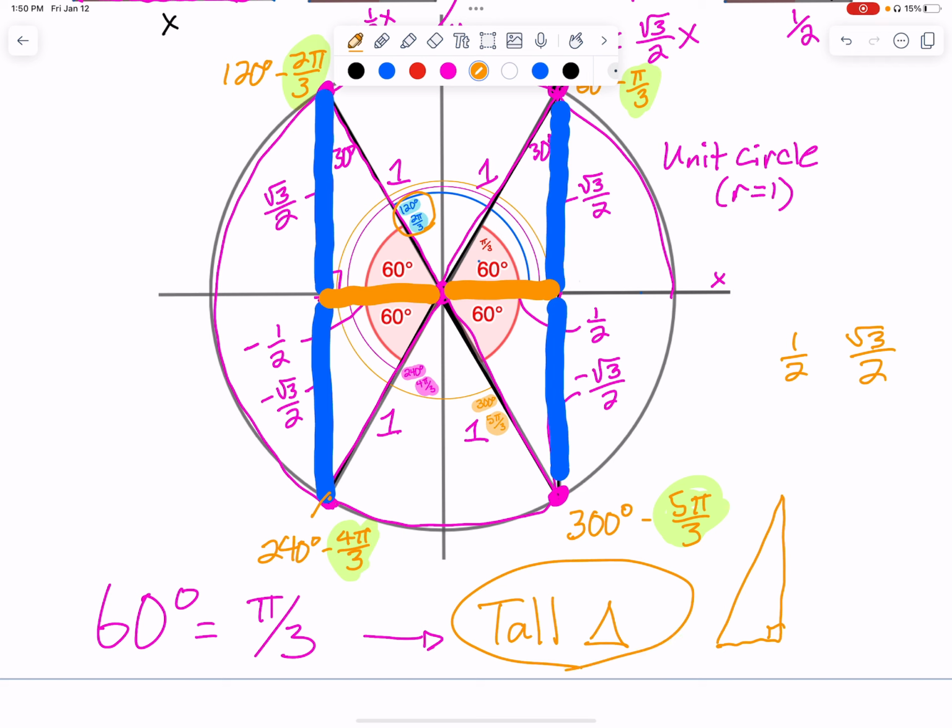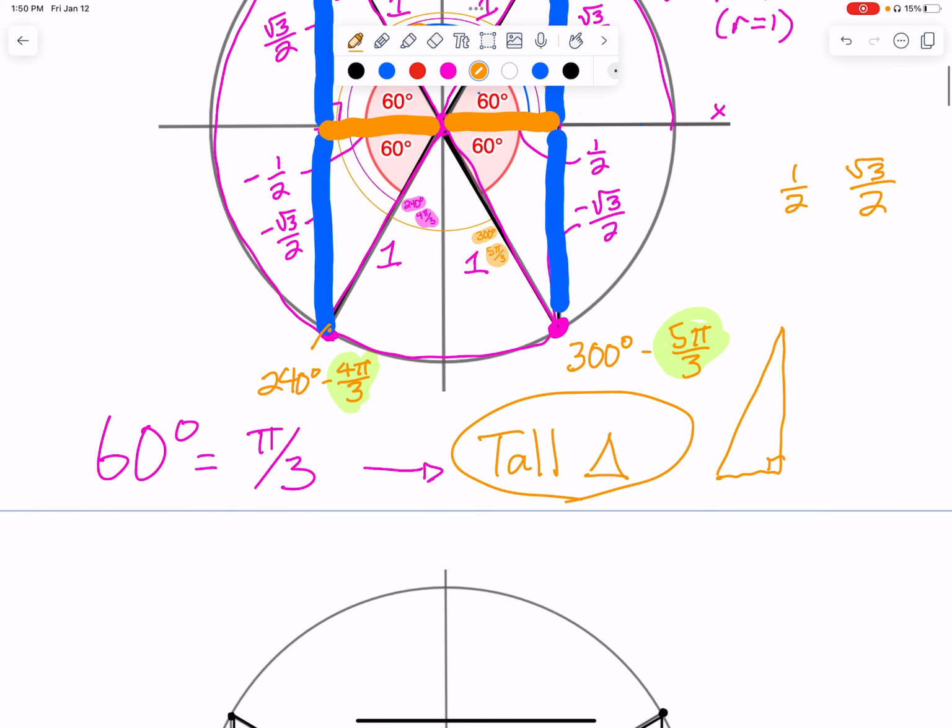This is the language I want you to use, and I need you to trust me with where I'm going. So anytime I use a pi over 3, 2 pi over 3, 4 pi over 3, 5 pi over 3, I want you to call those tall triangles. And then what that does is that tells me if it's a tall triangle, then the height is bigger than the bottom, right? Because it's tall. So if I know that it's only these two values, then I can set up my triangle real quick. It's 1, radical 3 over 2, 1/2. And since it's a tall triangle, I know that radical 3 over 2 is up top.